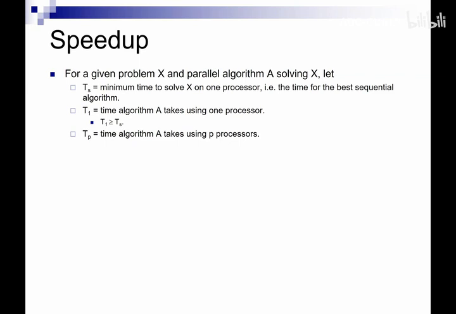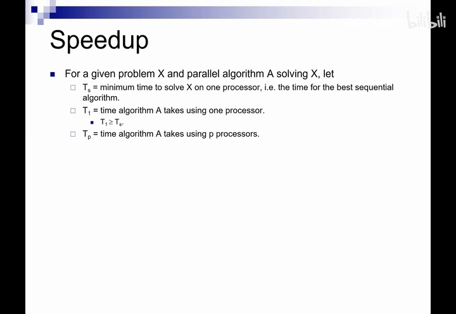Okay, now if we use just one processor for A, then we're basically looking at the sequential running time of A. Now we know that T1 is going to be at least as large as TS, because TS is the fastest possible time to solve the problem sequentially, and T1 is the sequential time that algorithm A takes. So T1 is going to be at least as large as TS.